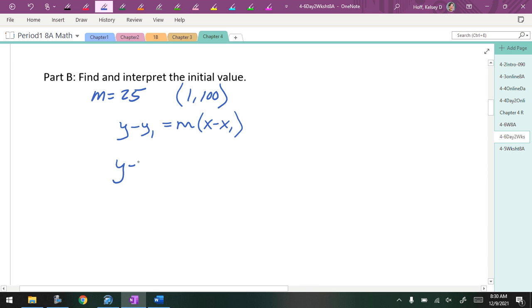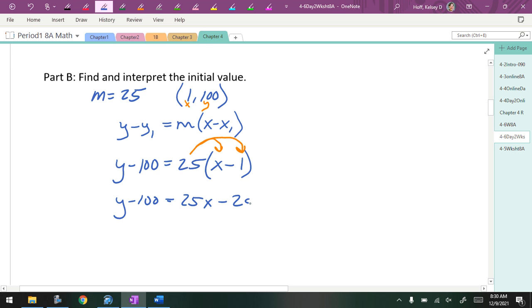Y minus 100 equals 25 parenthesis x minus 1. Excellent. The 1 came from our point up here. Yep. We got to distribute that 25 through there. Very good. So y minus 100 stays. 25 times x is 25x. 25 times negative 1, negative 25. Very good.